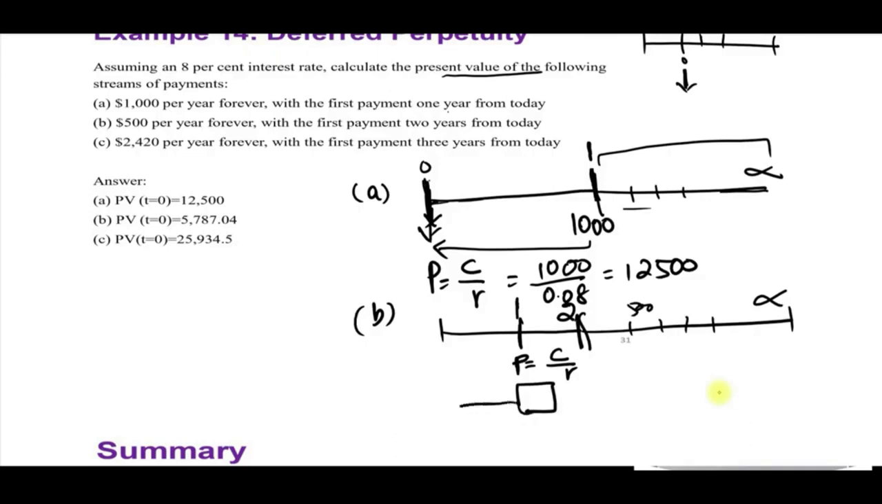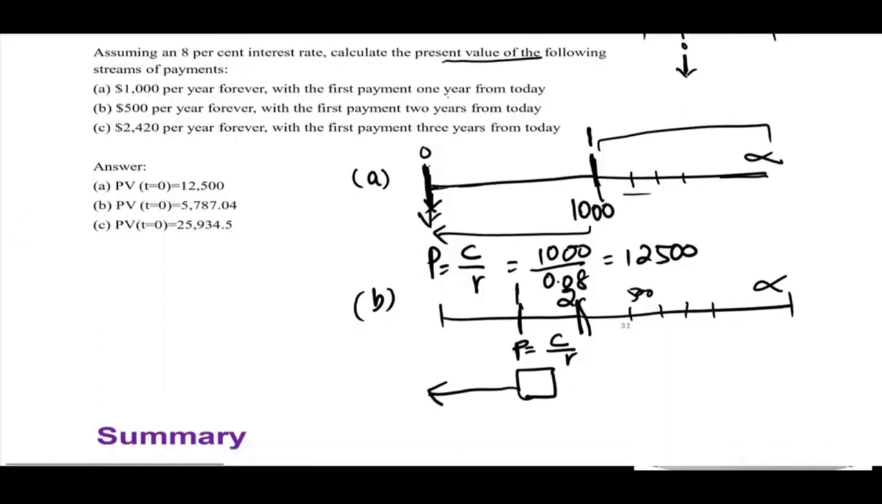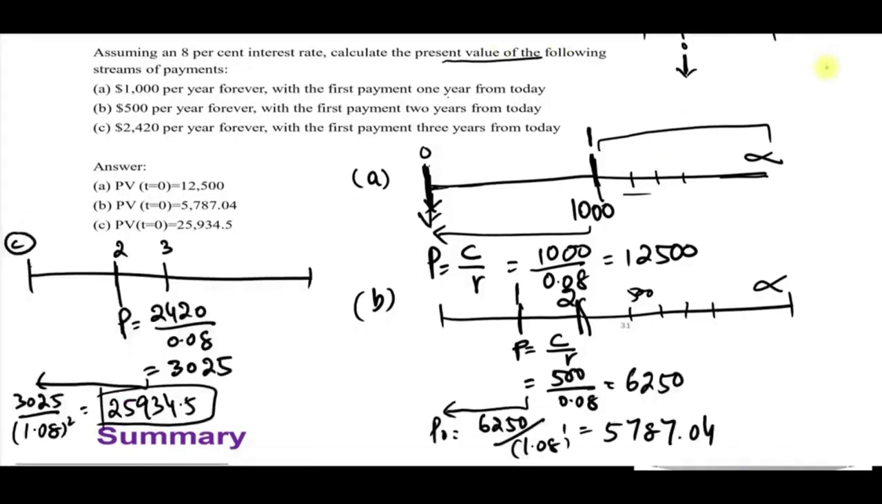Once we get the answer here, we have to take it back to year 0. So how would it be solved? Let me solve. In the B part, 500 per year forever, with the first payment 2 years from today, we have to take 1 year less, so the answer would be at year 1. Our answer is 6,250 at year 1. So we have to take it back to year 0, and this would be our answer.